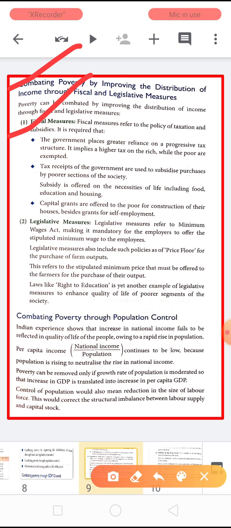So children, the tax receipts of the government are used to subsidize the purchases by the poor sections of society, and subsidy is offered on the necessities of life, including food, education and housing. Capital grants are offered to the people for construction of their houses, besides grants for self employment.